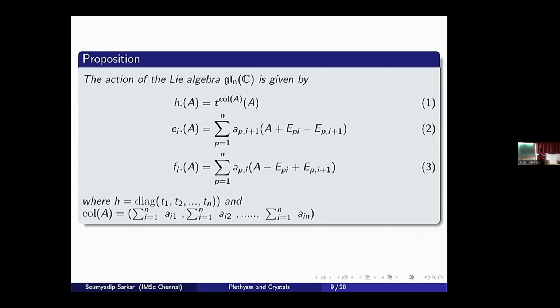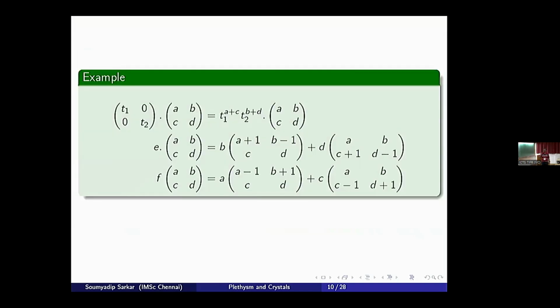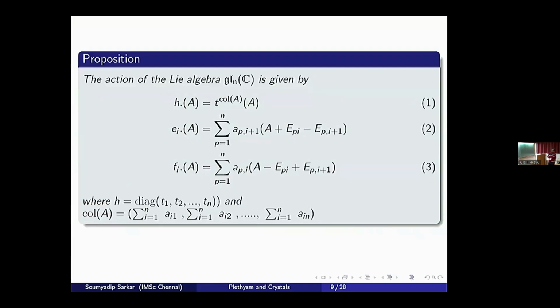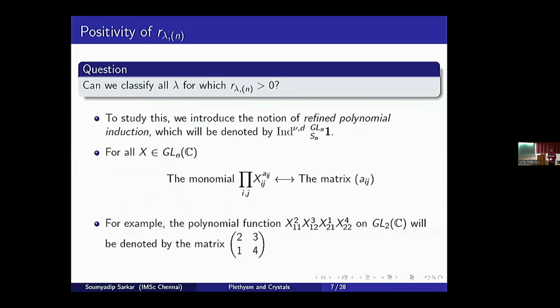So maybe I'll just give an example. I think this is the example, just in the 2 by 2 case. So the action of the diagonal matrix is given by this, and the action of E is given by that thing. So basically, you always take one from the second column and move it to the first column. And some coefficient also comes in this process. So this is the differentiated action of the Lie algebra.